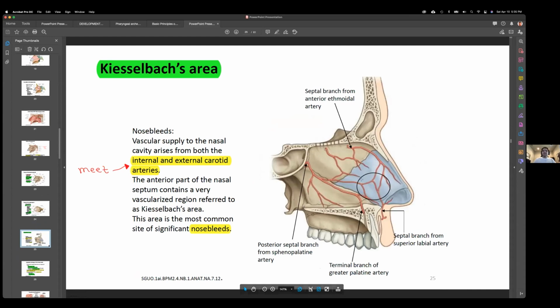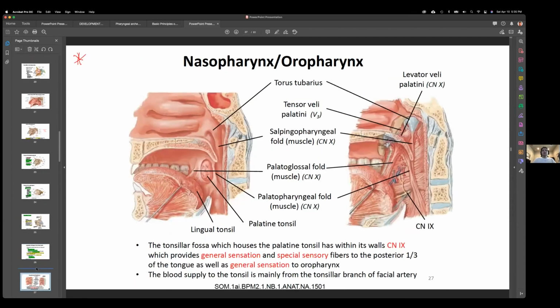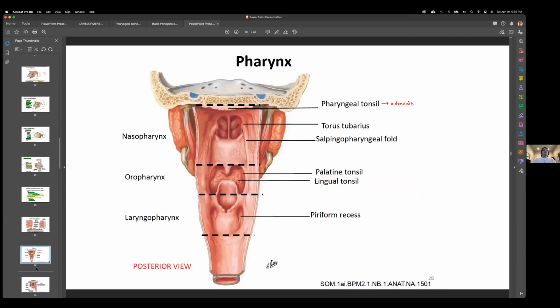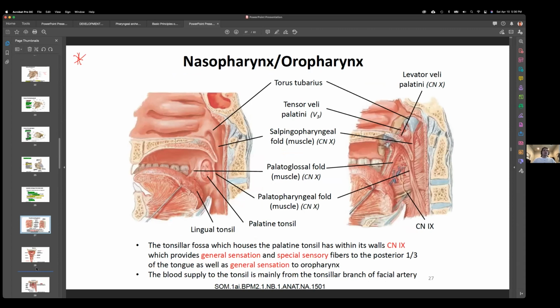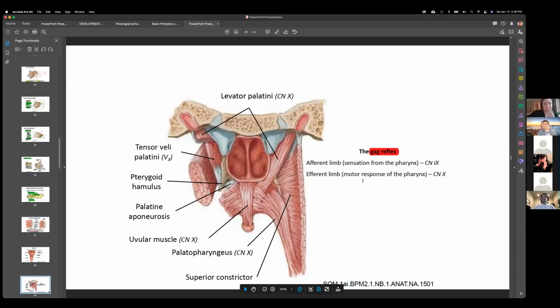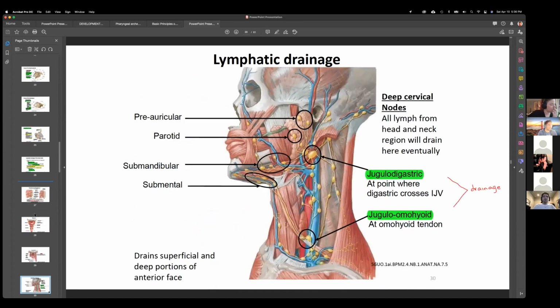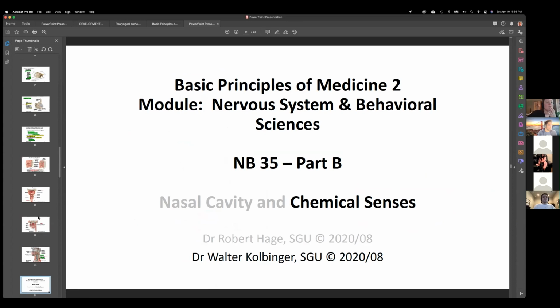Yeah, this is something that they would ask, right? The anastomoses, the nosebleeds, stuff like that. There's a whole lecture on the pharynx, but this isn't that one. For the gag reflex, remember that the afferent branch is from 9 and the efferent, the motor response, is 10, but there's a whole lecture on that coming up.